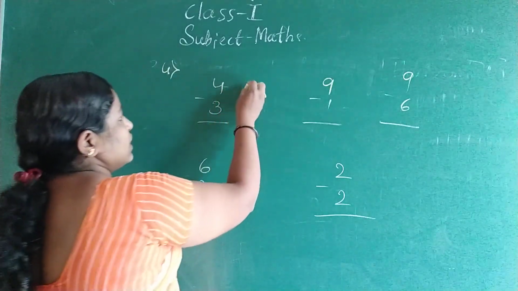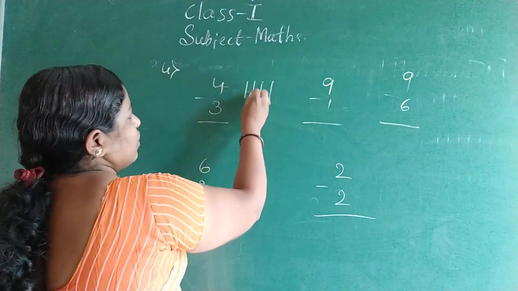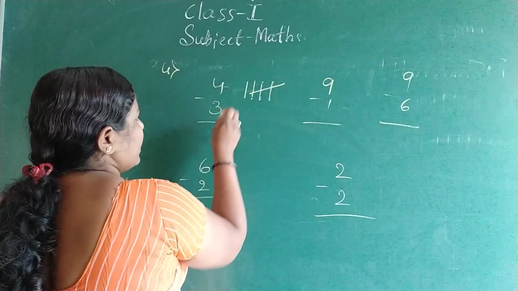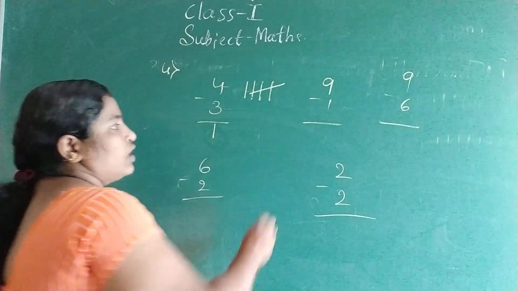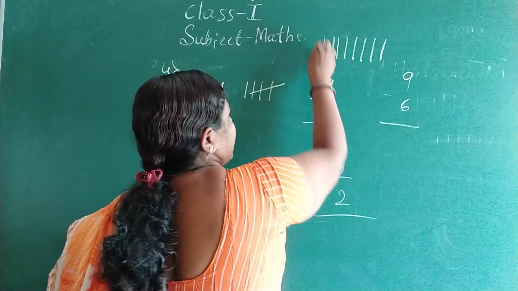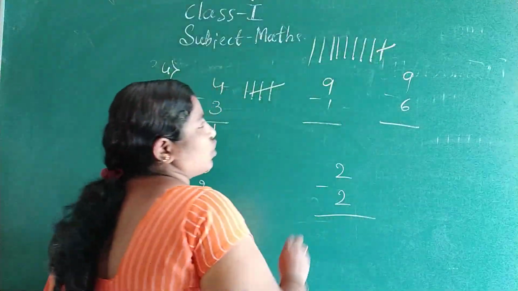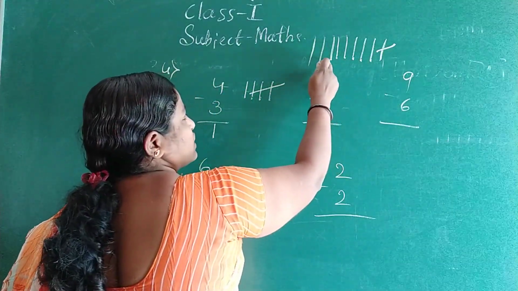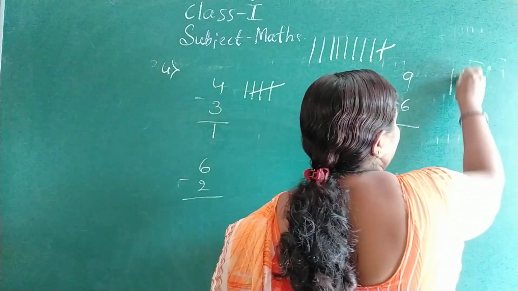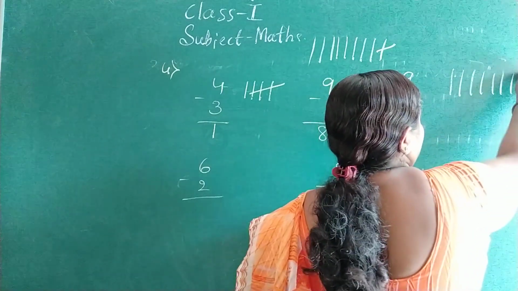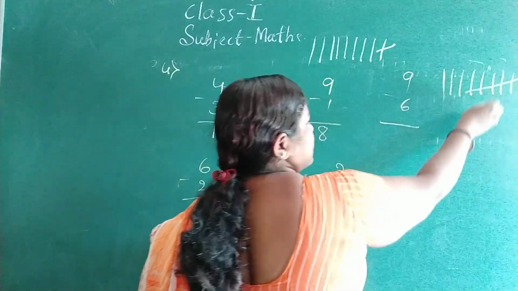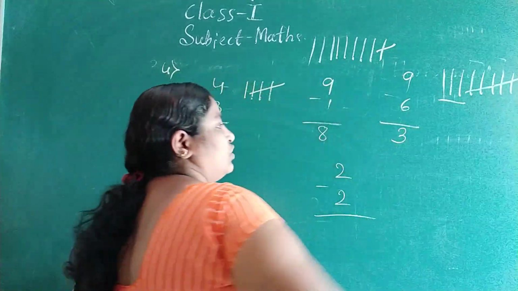So 4 minus 3. 1, 2, 3, 4 minus 3. So 3 lines have to be crossed. How many are left? Only 1. 9 minus 1. 1, 2, 3, 4, 5, 6, 7, 8, 9. Only 1 you should cross. 1, 2, 3, 4, 5, 6, 7, 8. So the answer is 8. Next, 9 minus 6. 1, 2, 3, 4, 5, 6, 7, 8, 9. 6 lines. 1, 2, 3, 4, 5, 6. How many are remaining? 3.